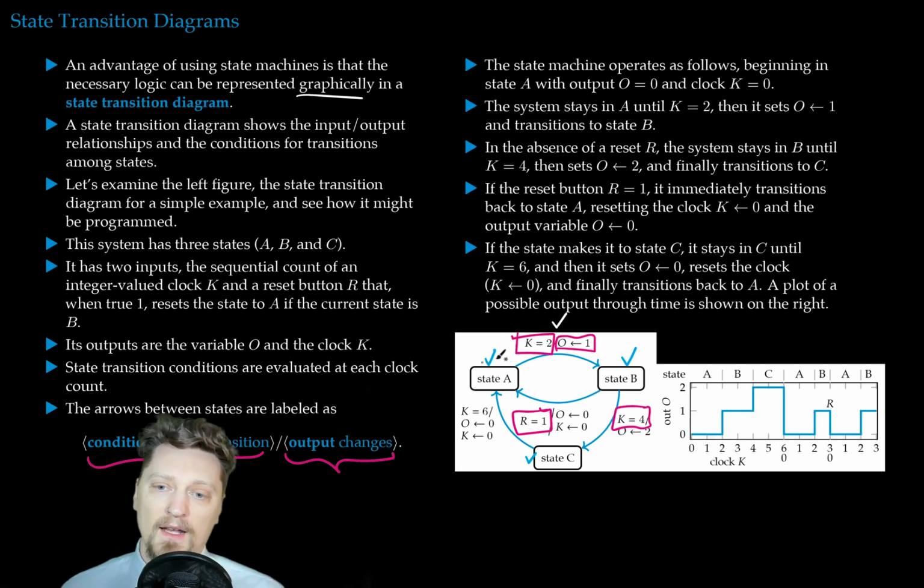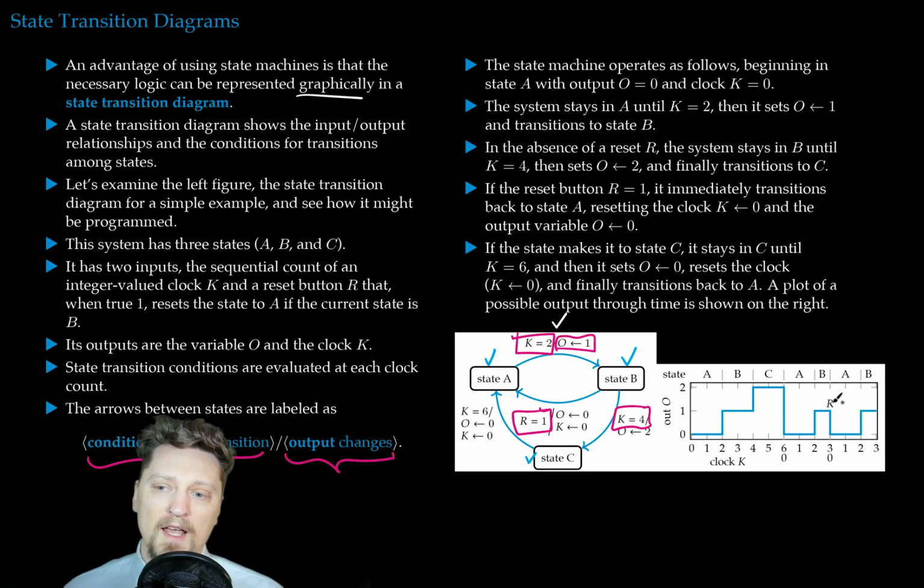Starting out in state A, we could go from A to B, and then from B to C, and then from C back to A, as we do in the diagram at right, where we go from A to B to C. Then this next time through, we reset to A.